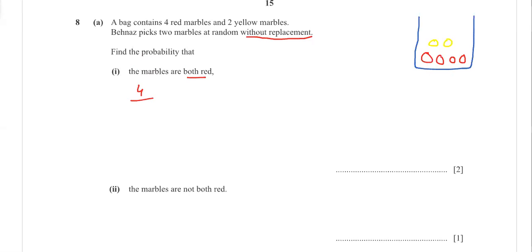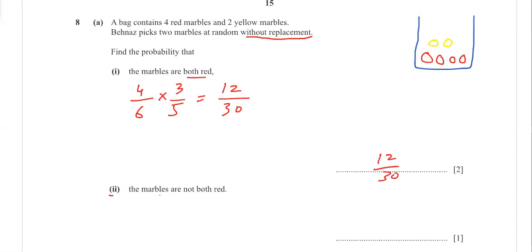So the probability will be 4 out of 6 for the first red, and for the second also red, it will be 3 out of 5. So it's 12 over 30, which if you want to write in the lowest form you can, or leave it in this form, it doesn't matter in probability, no need to simplify.